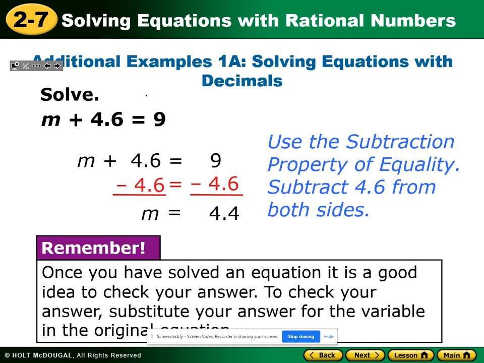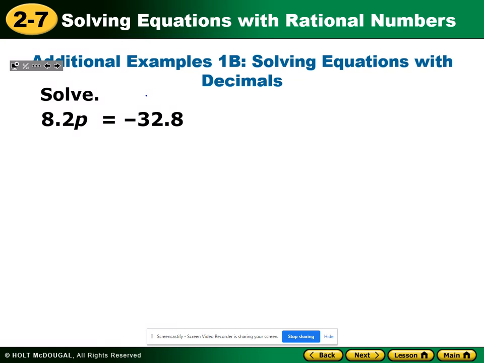You have the idea of checking it. That is a good thing. All right, you can plug it back in. Now this one, we see multiplication. To undo multiplication, I must use division. 8.2, and I'm working on this side because it has the variable. All right, 8.2, we divide on one side. Hey, we're left with just P.